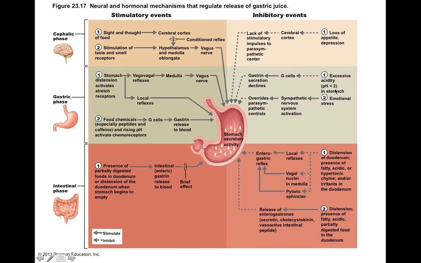Good. And then what about during the gastric phase? What can prevent your stomach from being excessively active? Good, like too acidic. Like if your stomach becomes too acidic, then it basically shuts off. Like, oh, got enough, don't need any more, right? So it's negative feedback there. And emotional disturbances can play a role too. How about the cephalic phase, you guys? Well, loss of appetite and depression, that can play a role.